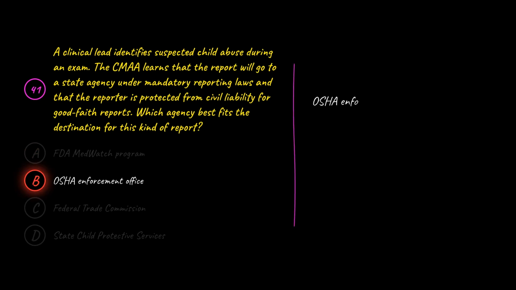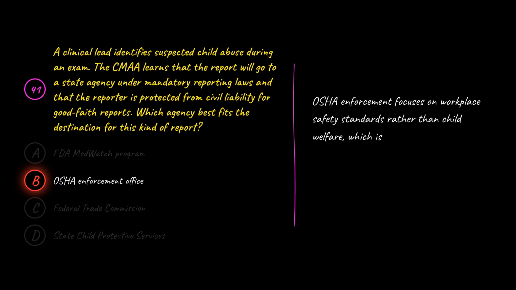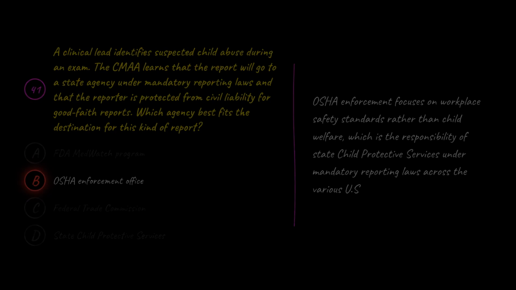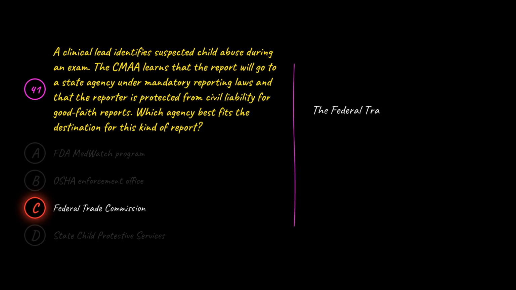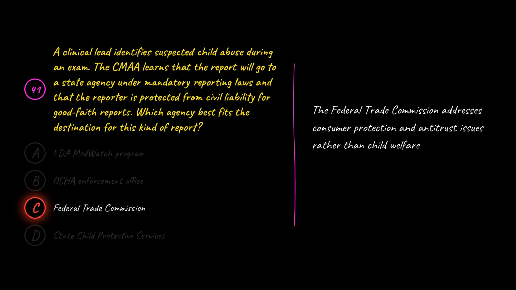B is wrong because OSHA enforcement focuses on workplace safety standards rather than child welfare, which is the responsibility of State Child Protective Services under mandatory reporting laws across the various U.S. states. C is wrong because the Federal Trade Commission addresses consumer protection and antitrust issues rather than child welfare, which is the responsibility of State Child Protective Services under mandatory reporting laws.